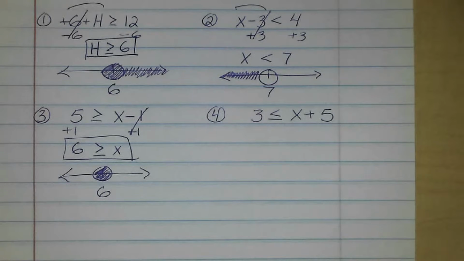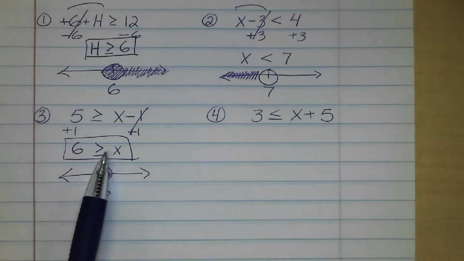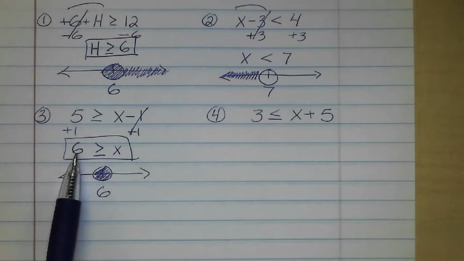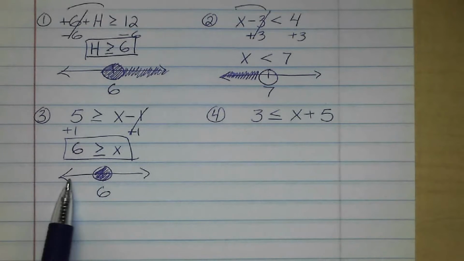Now, since 6 is greater than or equal to x, that means that x is less than 6. Look at which way this is pointing and facing. X is less than 6. 6 is greater than x. So if this is greater, that means x is going to be all the numbers less than it, to the left. So let's shade that in.